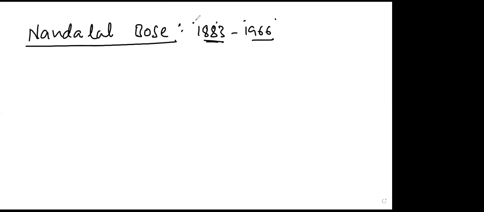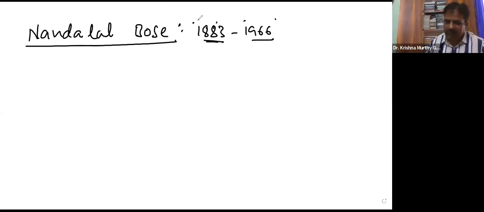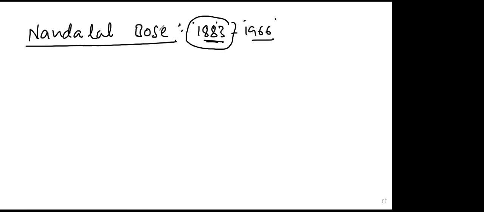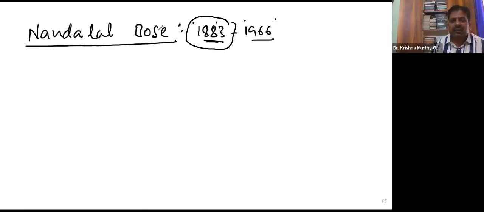Later, this Indian National Union turned into the Indian National Congress. Such a union was founded in the year 1883 by the AOU, which was considered the first name of the INC. Got the idea? In this year, Nandalal Bose was born in Calcutta. So that's an important development.